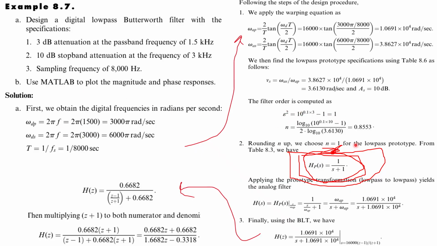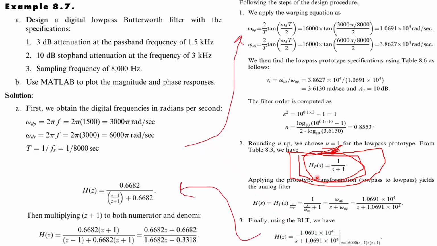Already for Butterworth, this is the one we need to find also. Then find out the order. Why do we need to find the order? So that you can identify the prototype. This is your prototype. This prototype is valid only for n equal to 1. So if n is equal to 2, then what will happen? 1 over s square plus something like that, right, likewise.